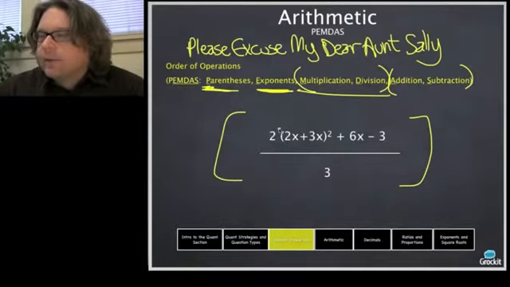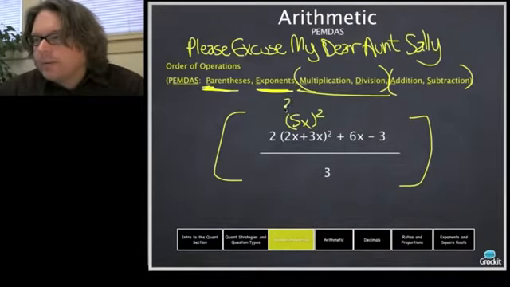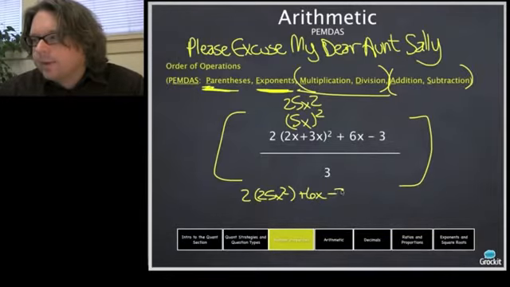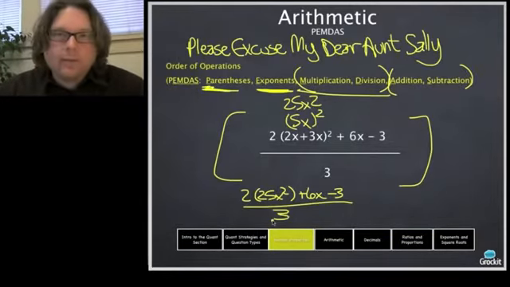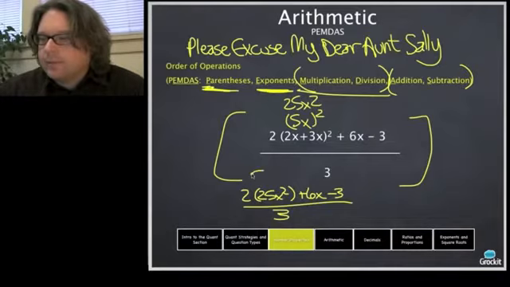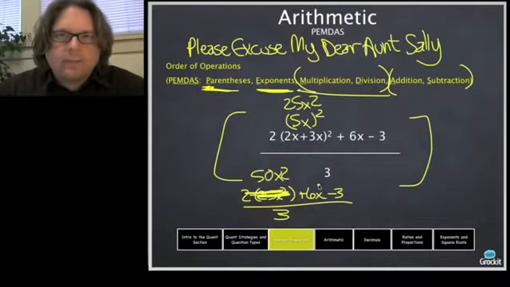So we would do the stuff in the parentheses here first. So this just becomes (5x) squared. Then we would do the exponents. (5x) squared becomes 25x squared. And then we would have 2 times 25x squared plus 6x minus 3, all over 3. Then we'd go from left to right to the multiplication. This then becomes 50x squared. And then we have this fraction thing that we might have to deal with. Anyway, that's how that works.